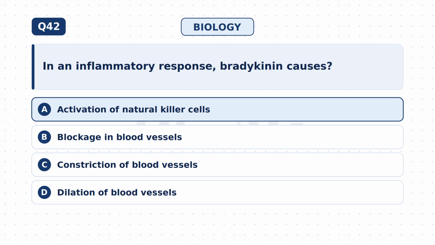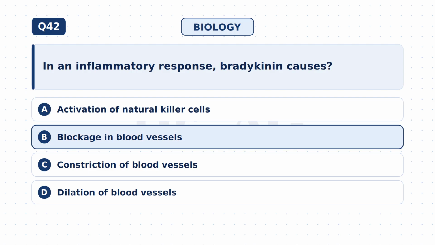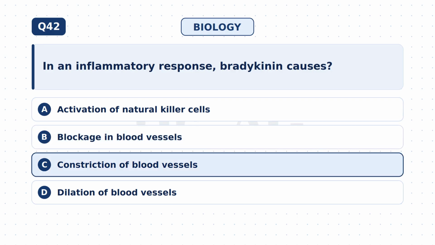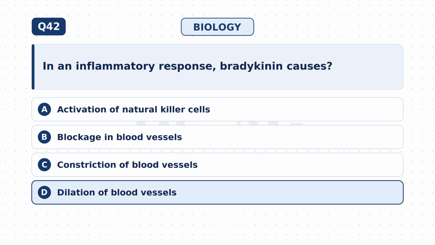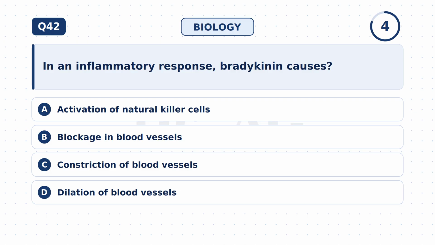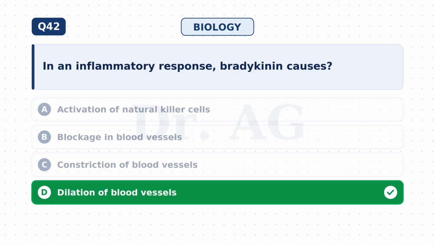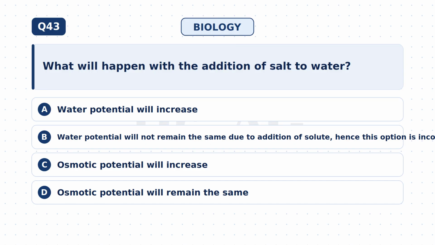Question 42. In an inflammatory response, bradykinin causes. Option A, activation of natural killer cells. Option B, blockage in blood vessels. Option C, constriction of blood vessels. Option D, dilation of blood vessels. The correct answer is D, dilation of blood vessels.